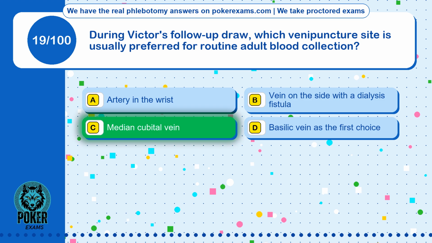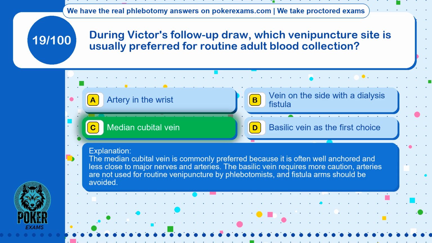The correct answer is option C. Median cubital vein. The median cubital vein is commonly preferred because it is often well anchored and less close to major nerves and arteries. The basilic vein requires more caution. Arteries are not used for routine venipuncture by phlebotomists, and fistula arms should be avoided.